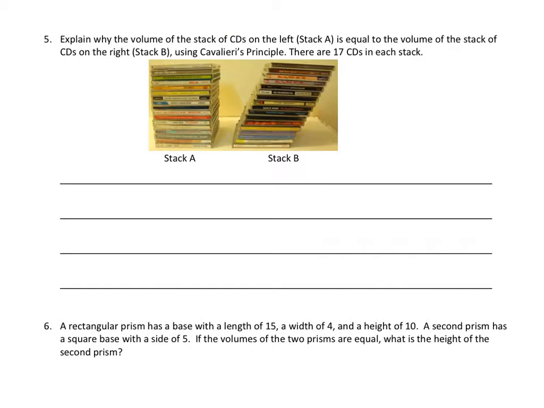Alright, this next example says explain why the volume of the stack of CDs on the left, stack A, is equal to the volume of the stack of CDs on the right, stack B, using Cavalieri's Principle. There are 17 CDs in each stack. So think about this for a second. We have CDs, of course they're in cases here, but each case is that little rectangular prism that you guys see there.